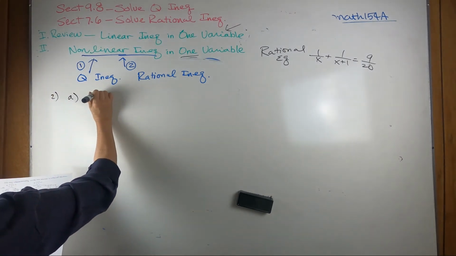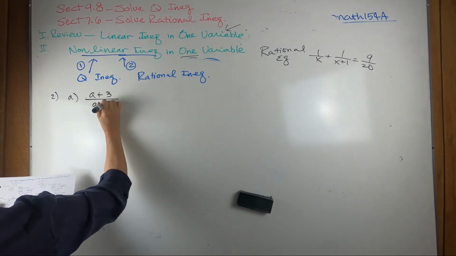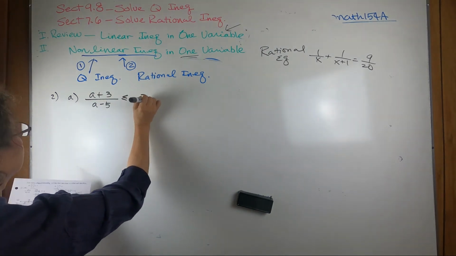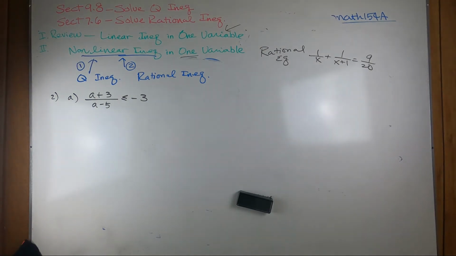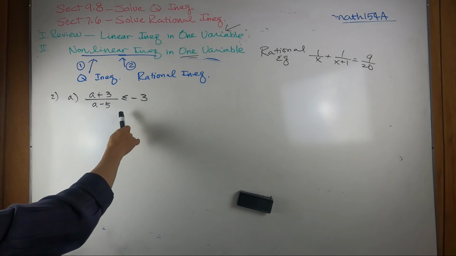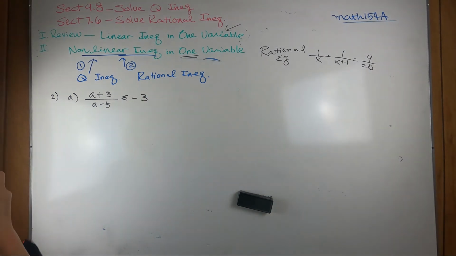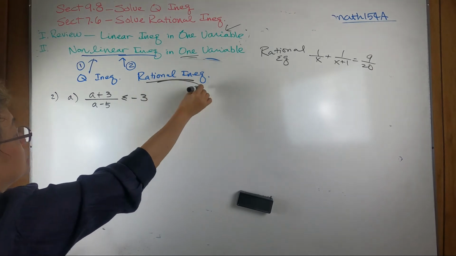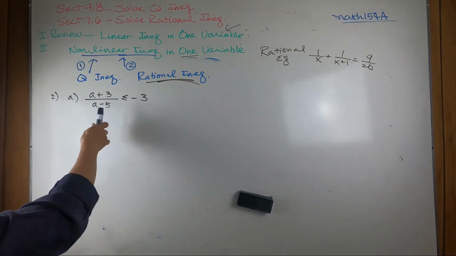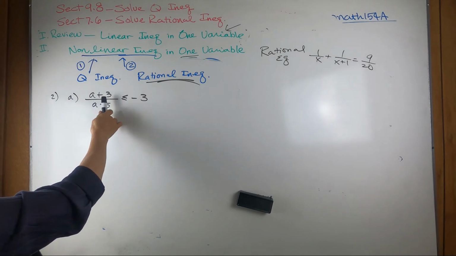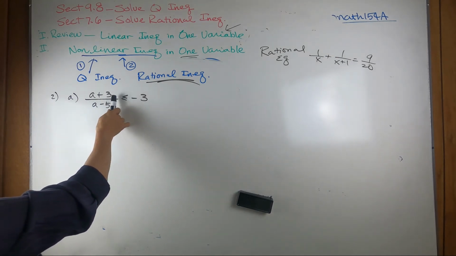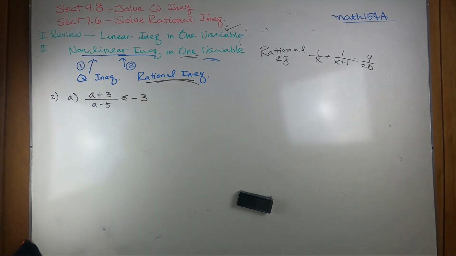Let's see some examples. We just do the simple ones in this class, then pre-calculus will be more complicated for the inequalities. So those things we are going to do are rational inequalities. This is a rational equation if you put an equal sign, otherwise we are doing inequalities.